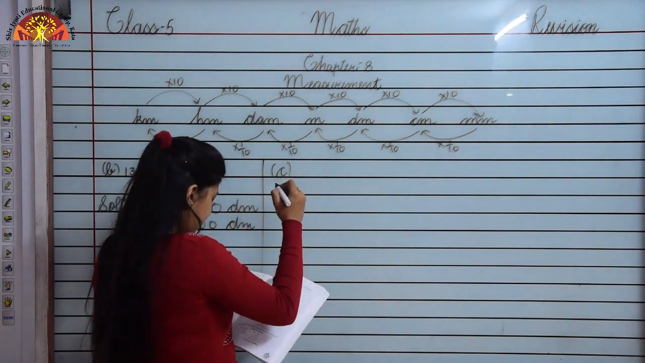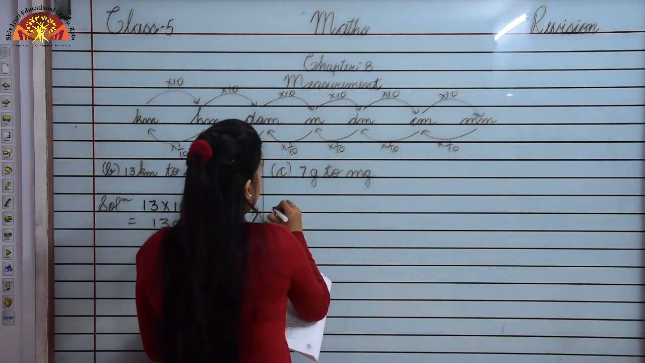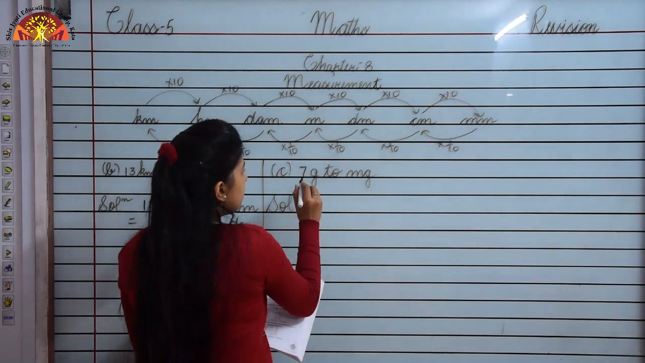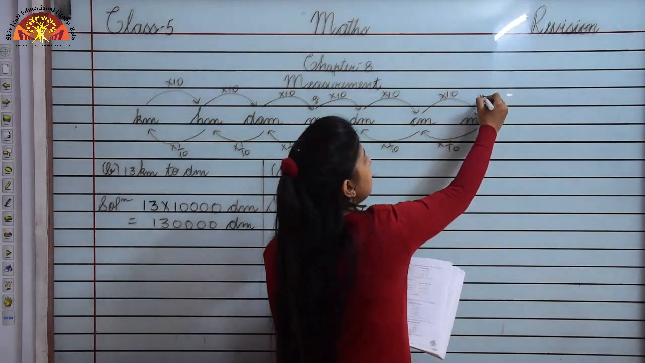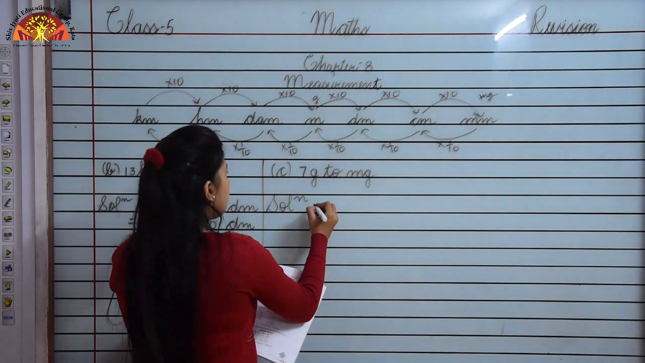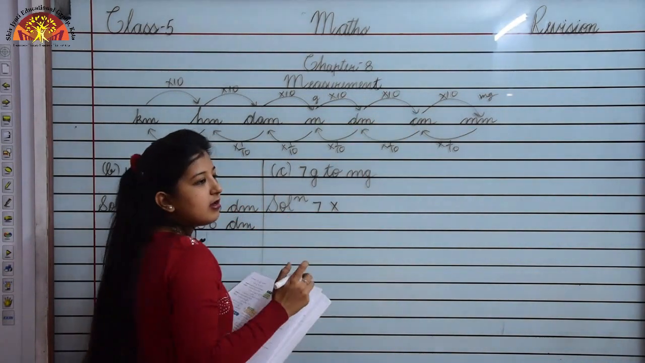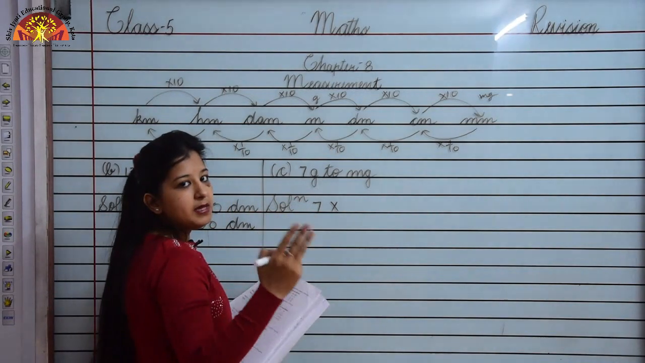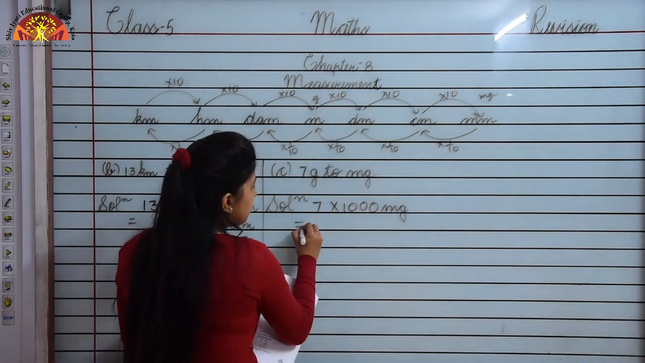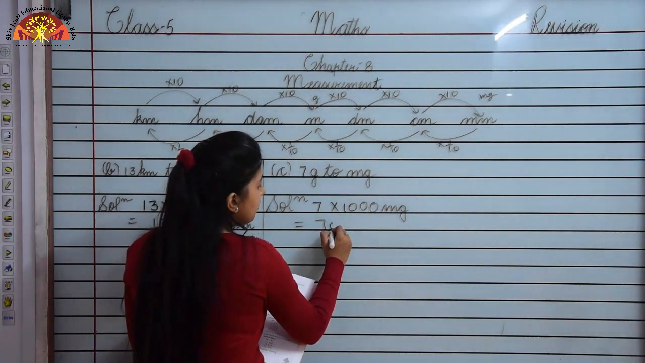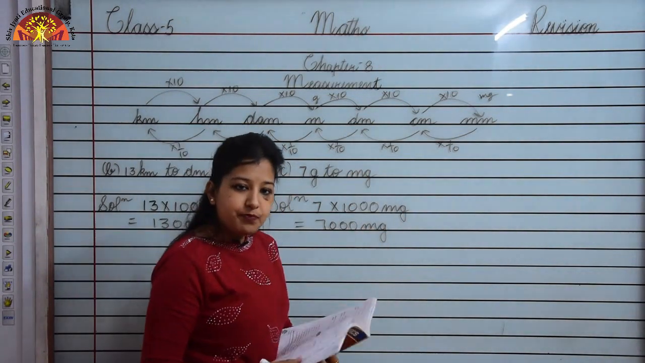So C part is 7 gram to milligram. In this question, we have to convert gram into milligram. So 1 gram equals to 1000 milligram. Fine. So we will multiply 7 by, how many tens are coming here? They are coming 3 tens. So we will multiply the given value by 1000. Fine. So 7 multiplied by 1000 equals to 7000. So answer will be 7000 milligram.